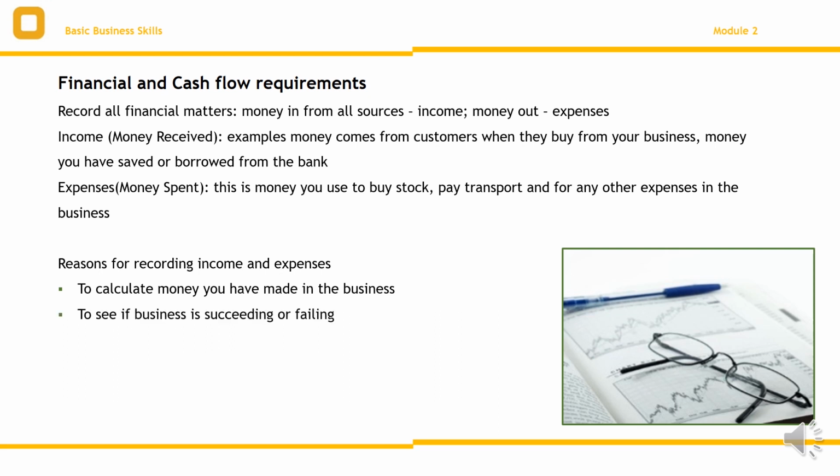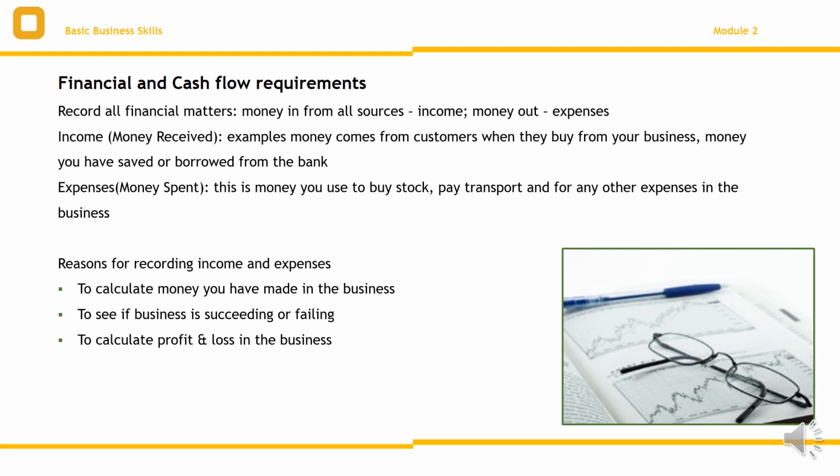We record to also see if the business is succeeding. If the business is succeeding, it means that it's able to pay for its expenses, and it also means that its income is greater than its expenses. So we record to see if the business is succeeding in terms of whether it's making a profit or a loss. And then lastly, we record so that we are able to calculate whether the business is making a profit or a loss.